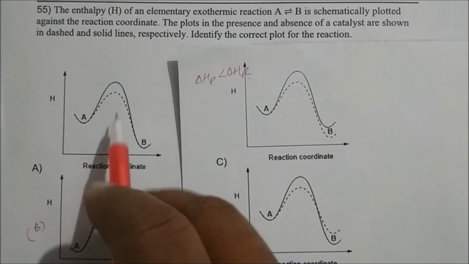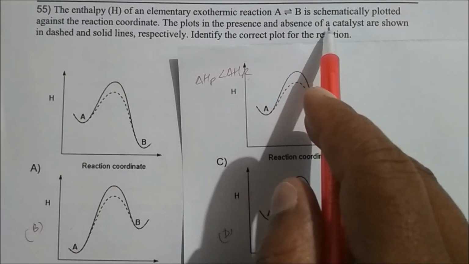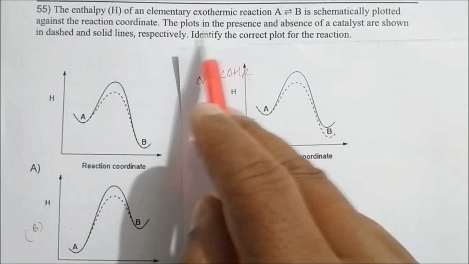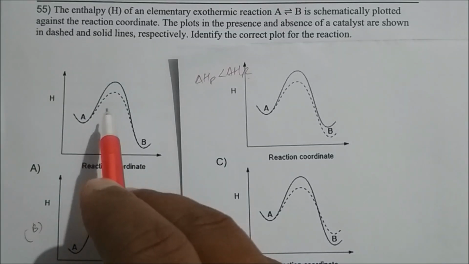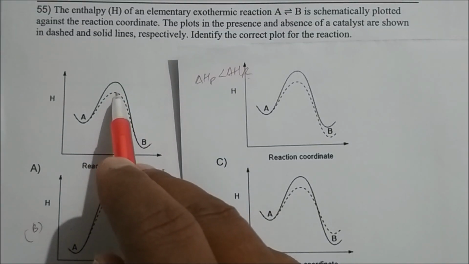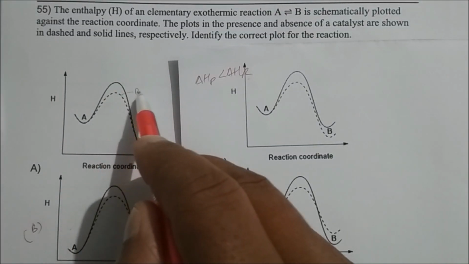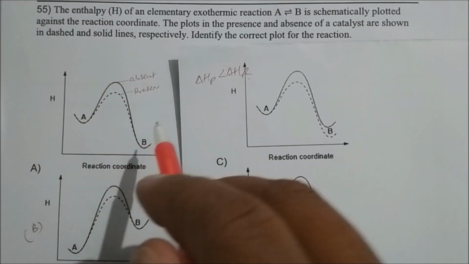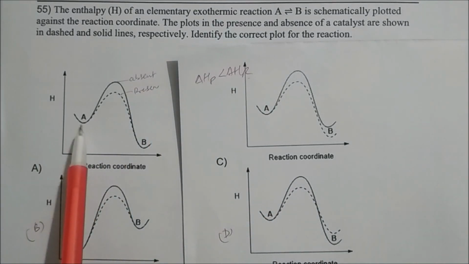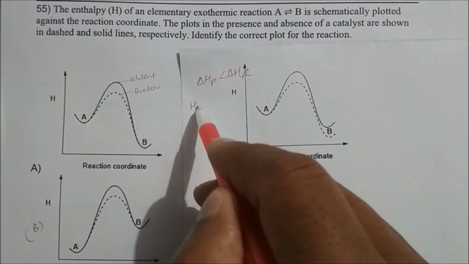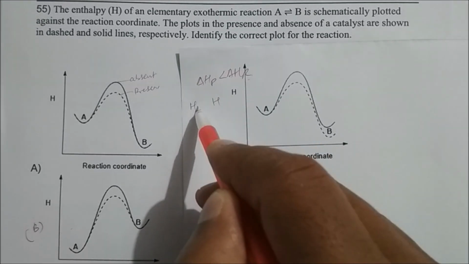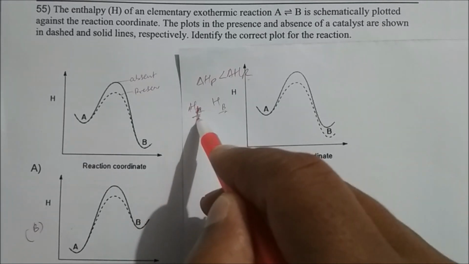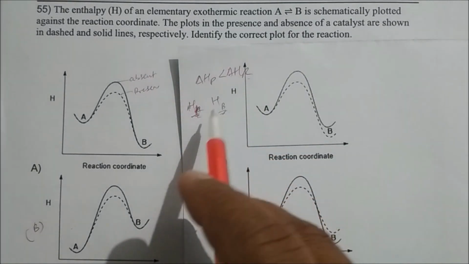Now for the top portion, in the presence and absence of catalyst, what will happen? The solid line will always be higher than the dashed line. The dashed line is the presence of catalyst, and the solid line is the absence of catalyst. We know very well that the heat of reaction, delta H, is not affected by the catalyst. So the reactant is the same, and the product is also the same. The heat of reaction will always be the same despite using the catalyst.